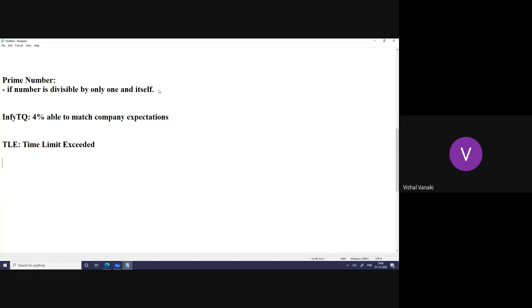Why does this one come? It is because there is one hidden test case, which monitors the time taken by your program to get the result. This is the hidden test case. Most of the companies have this.